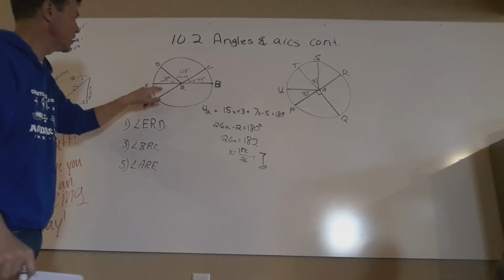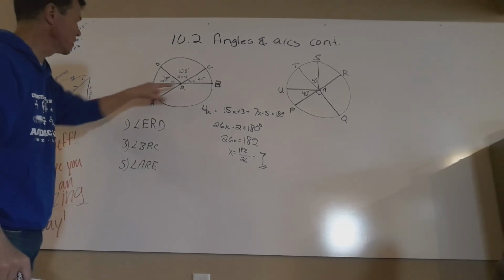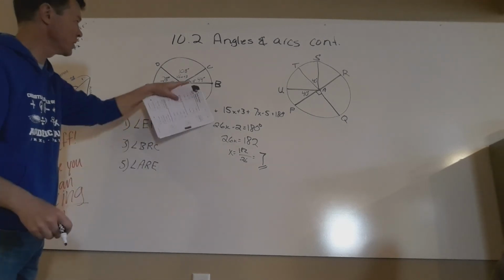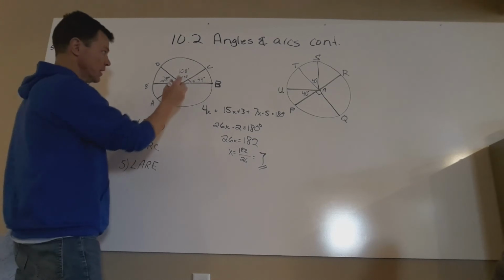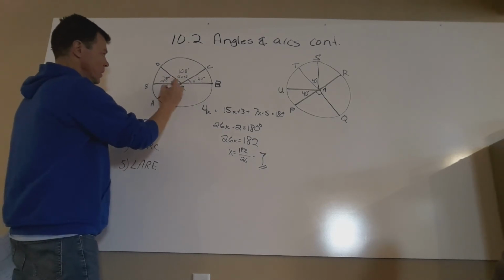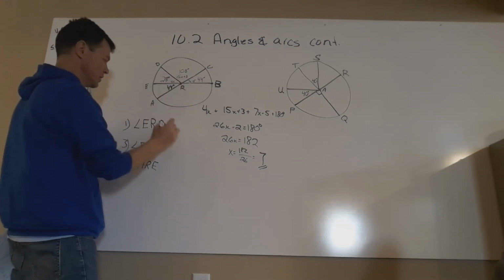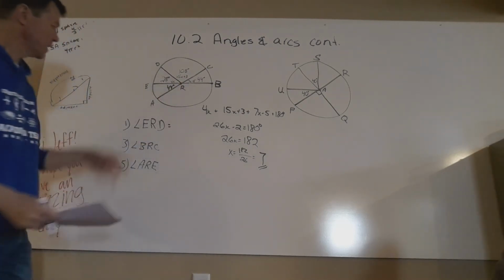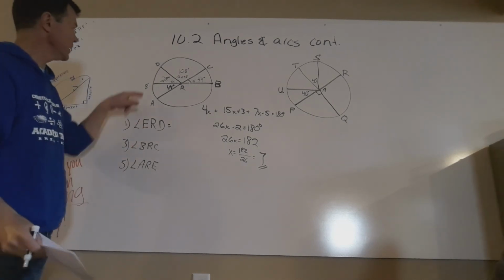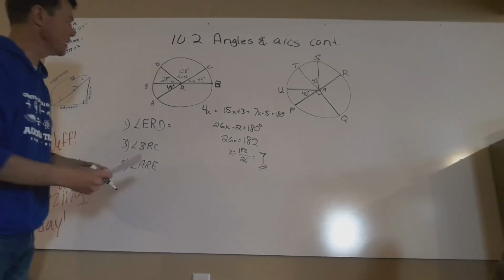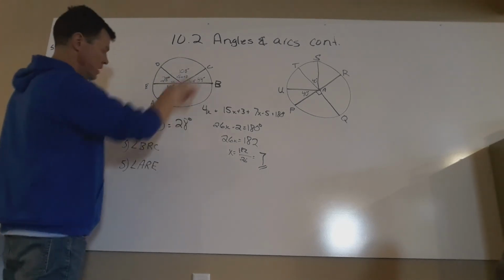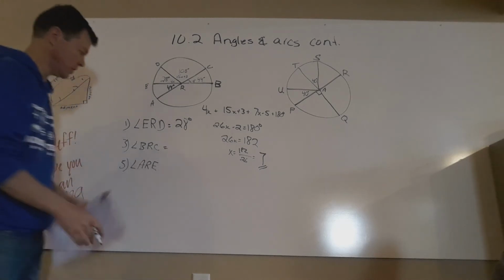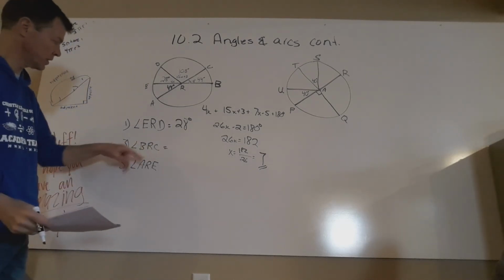This angle and this angle are vertical angles because they are both diameters. If you have a diameter, the vertical angles are formed, which should be called opposite angles. But nonetheless, they are congruent, so this is 44 degrees also. All right, we can easily figure these in. Angle ERD, we already calculated that's 28 degrees. So very simple. We did the hard work.